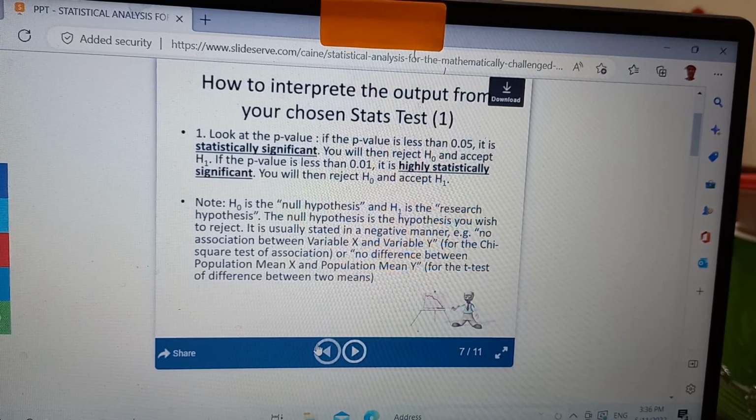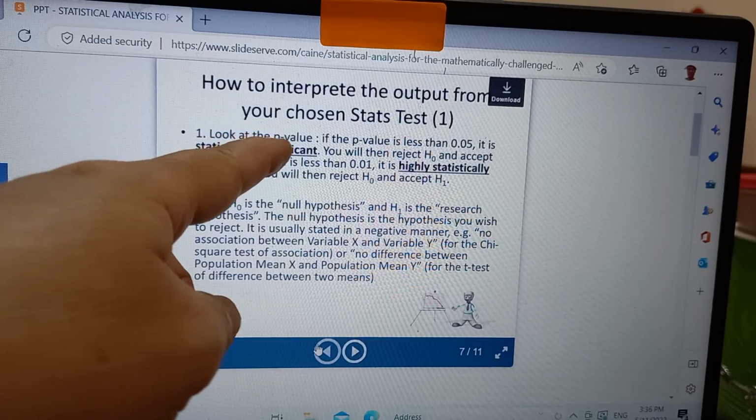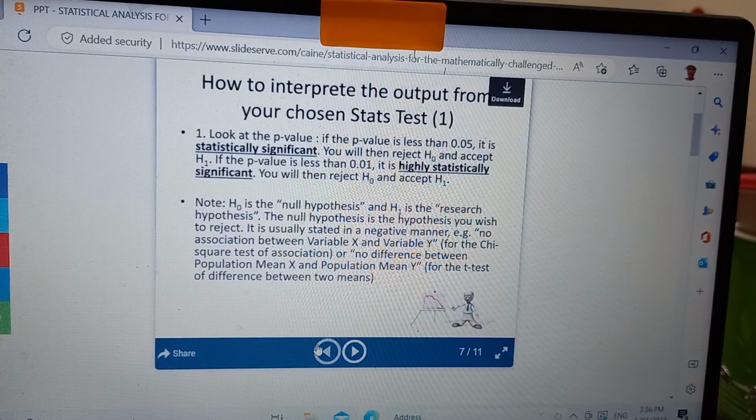Okay, first thing you do after running a statistical test is to look at the p-value. If the p-value is less than 0.05, it is statistically significant. That means something real is going on, and the chances that you have made a mistake by concluding that something real is going on is low, right? It's less than 0.05. You will then reject H0, your null hypothesis, and accept H1, your research hypothesis, or your alternative hypothesis. Now, if the p-value is less than 0.01, even better. It is highly statistically significant. So again, reject H0, accept H1, and your chance of making an error is less than 0.01.